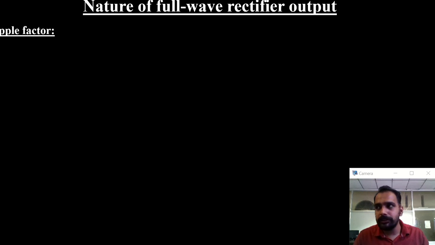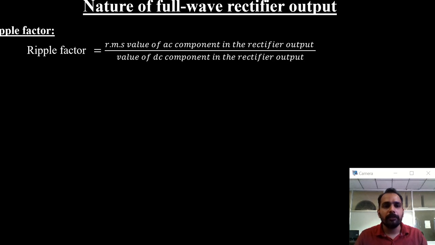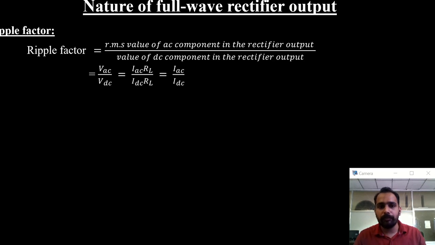The ripple factor is defined as the ratio of the RMS value of the AC component in the rectifier output to the value of the DC component in the rectifier output. We can represent it as VAC by VDC, which is the same as IAC by IDC. So the ripple factor is given by VAC by VDC or IAC by IDC.